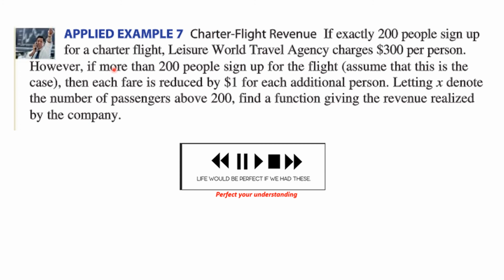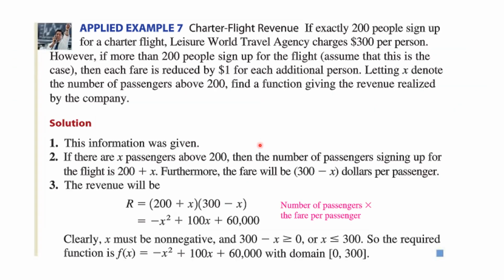Here's another example where we're finding the model. If exactly 200 people sign up for a charter flight, the agency will charge $300 per person. However, if more than 200 sign up for the flight, and we're assuming that's the case, then each fare is reduced by $1 for each additional person. Let x be the number of people above 200. You want to find the revenue realized by the company. You know what to do. Let's see how you did.